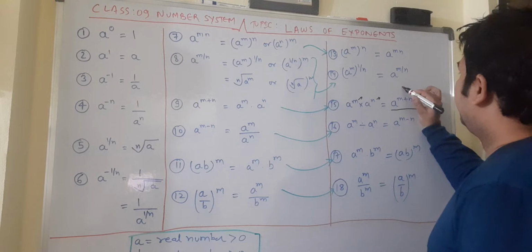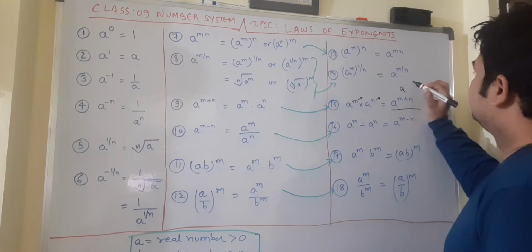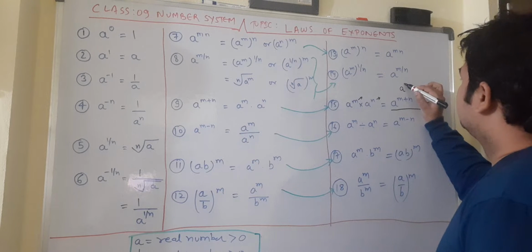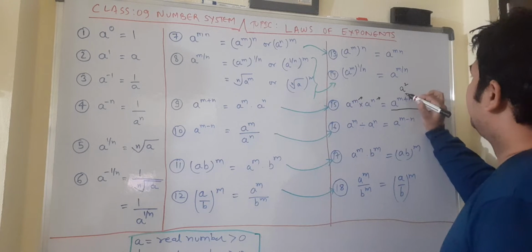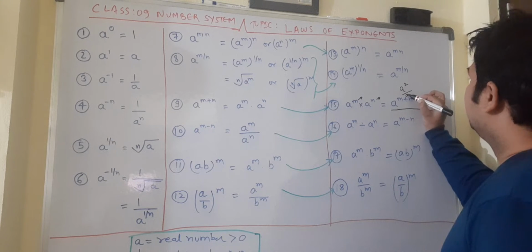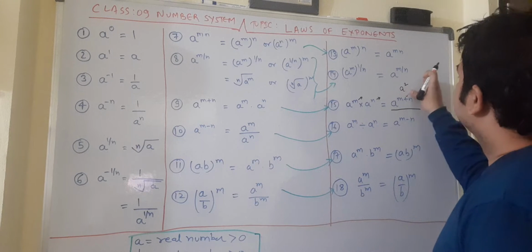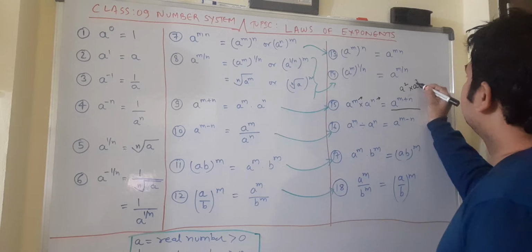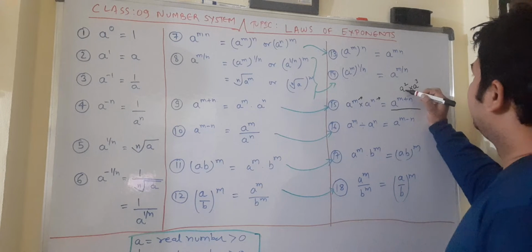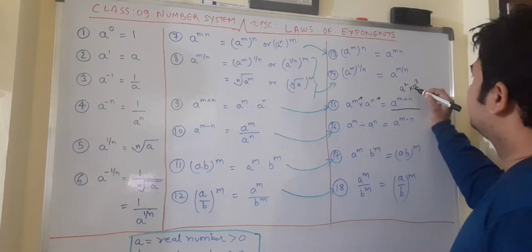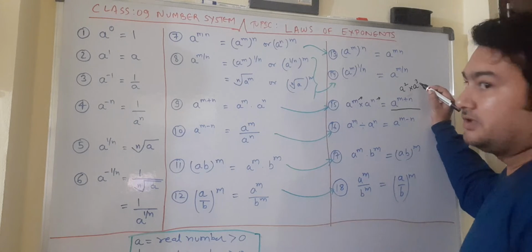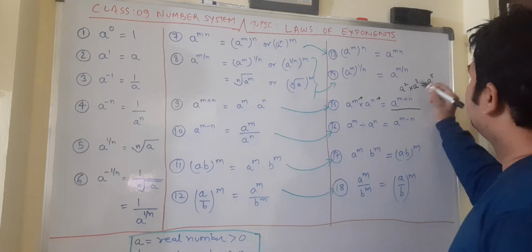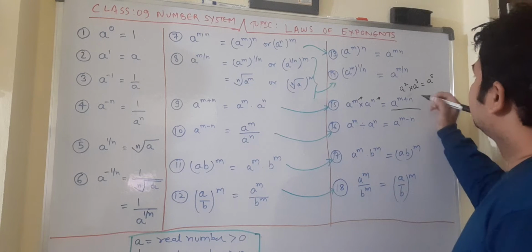How does this come? See, we have a to the power m. Suppose m is 2 and suppose n is 3. So we have a raised to the power 2 into a raised to the power 3. This should be equal to a to the power 5. 2 plus 3 is 5. See how it comes?